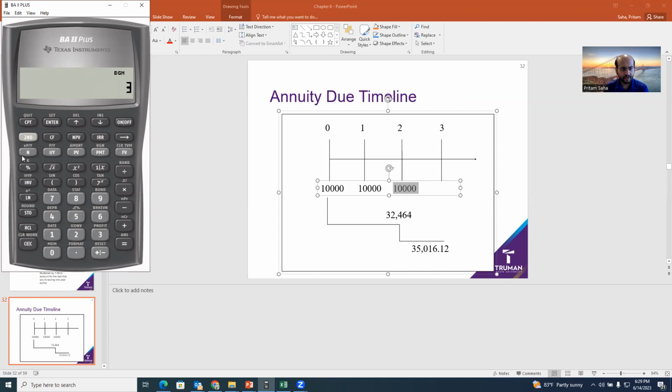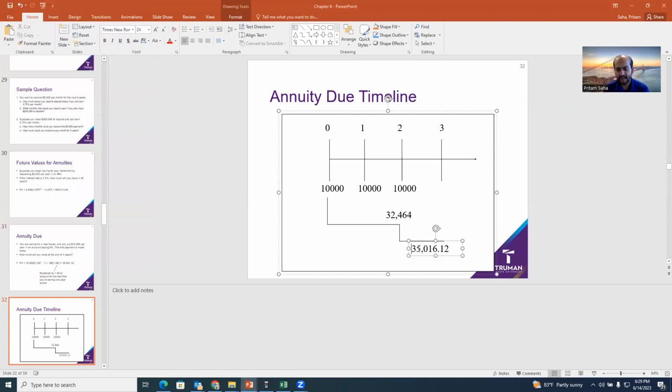Still you have 3 cash flows. Still you have 8% rate. Still you have 10,000 payment. Still you have present value 0, compute. Future value, did you see that? You still got the same results.